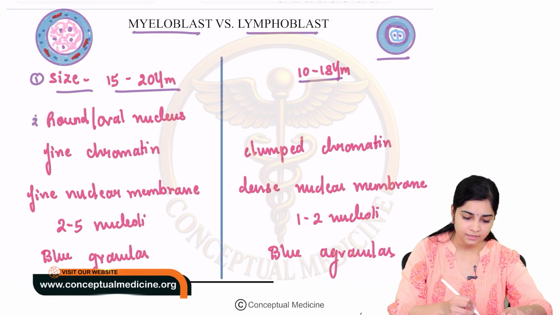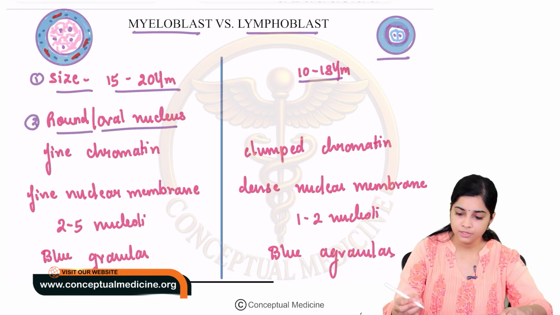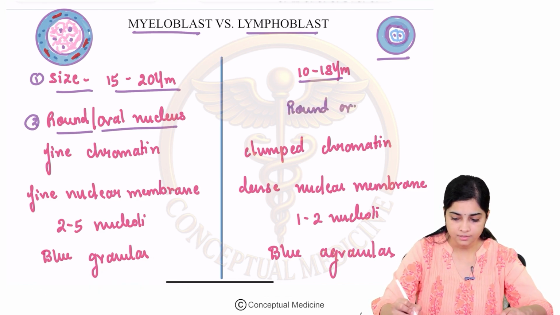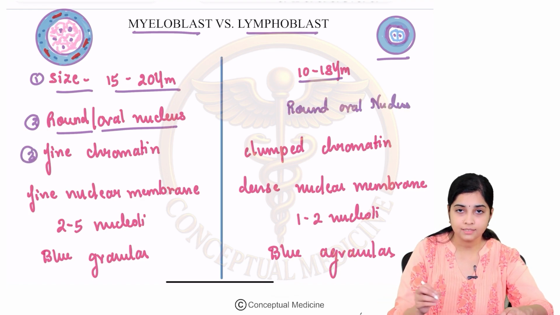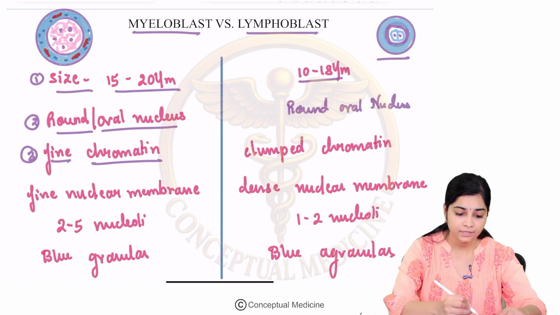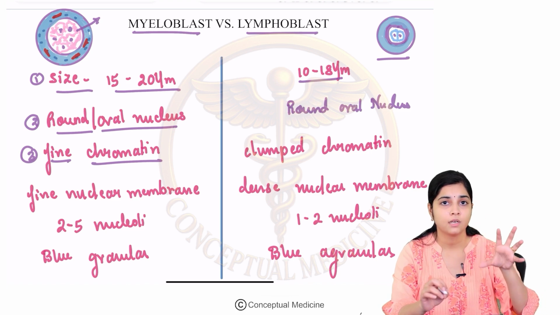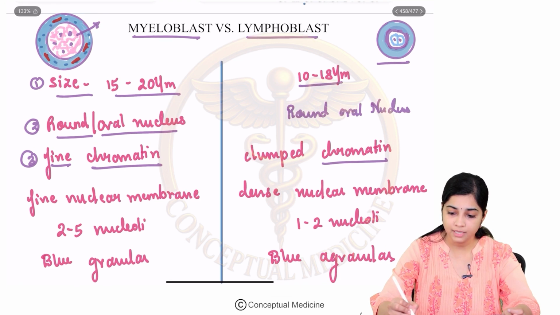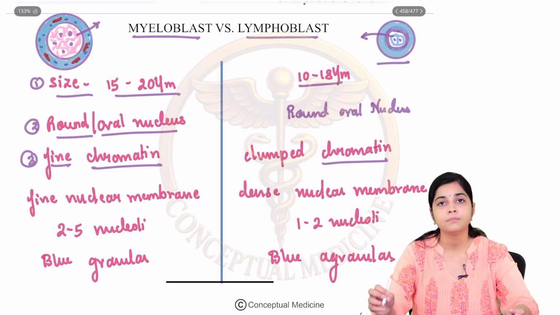Secondly, the myeloblast usually has a round and oval nucleus, which is the same thing that you can see even in a lymphoblast. Now, when you speak about the chromatin, the myeloblast has a very fine chromatin. Can you see that the pink portion is the chromatin, which is less well organized, whereas if you see the chromatin of the lymphoblast, it is clumped chromatin.